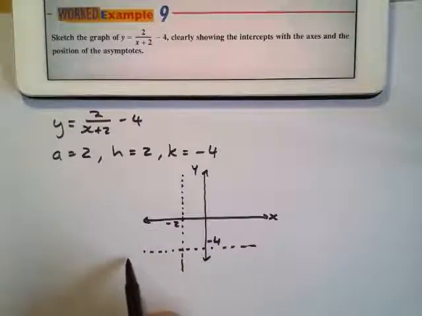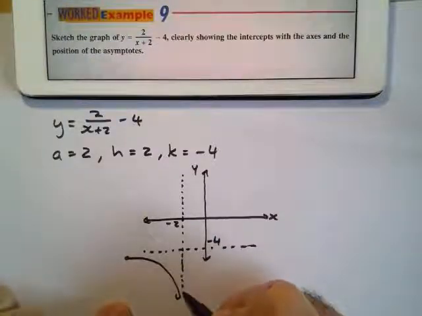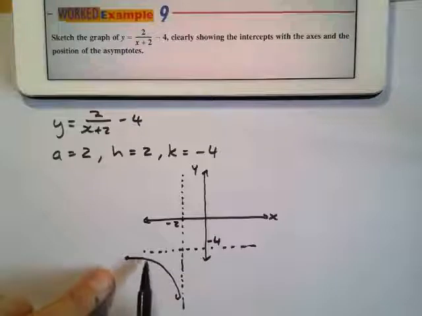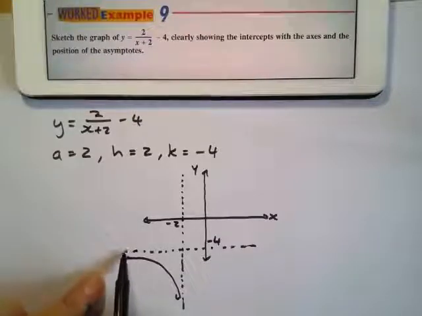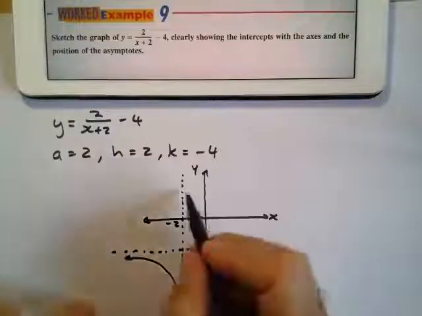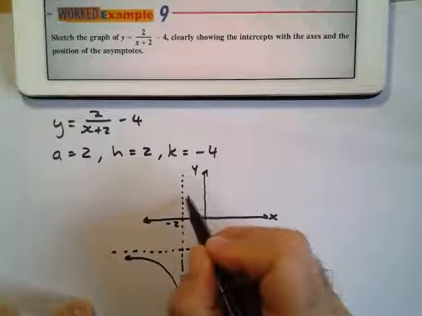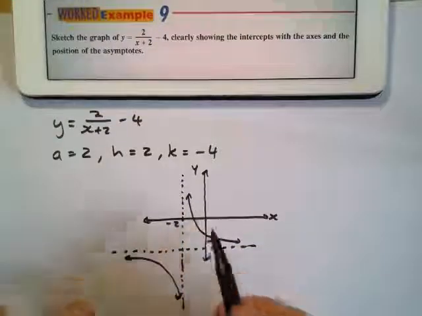Now there are no intercepts here because it's not allowed to touch there and it's not allowed to touch there. Because they're asymptotes, please make sure that you do not accidentally touch those lines because then your graph will be wrong. So that's the one part. Now we have to draw the other part. So the other part's going to be in here like that. And we need to write down what that is.